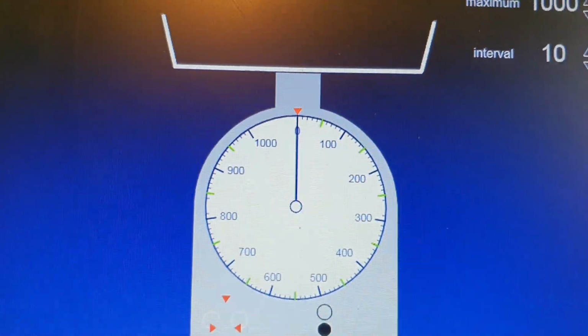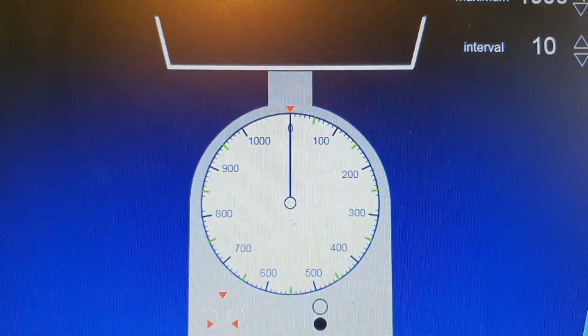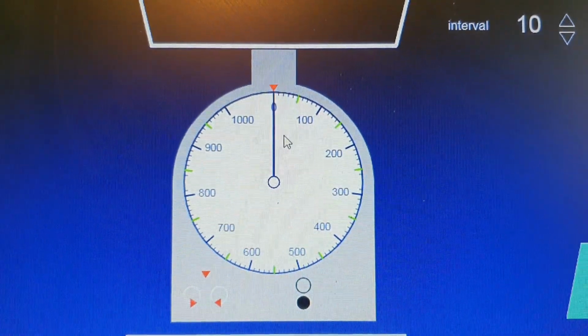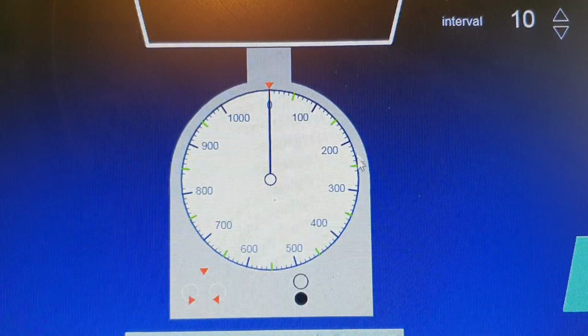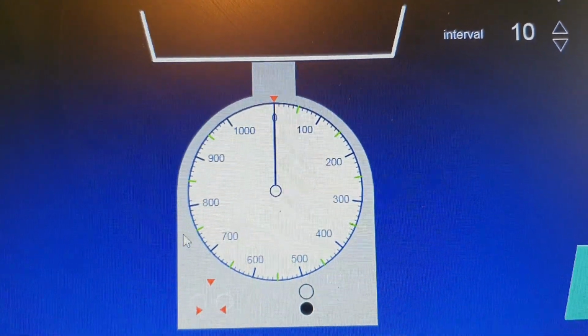Okay, good morning, Group 2. This morning we're just looking at reading scales. We have looked at these before, and we're just going to do this as a main activity today.